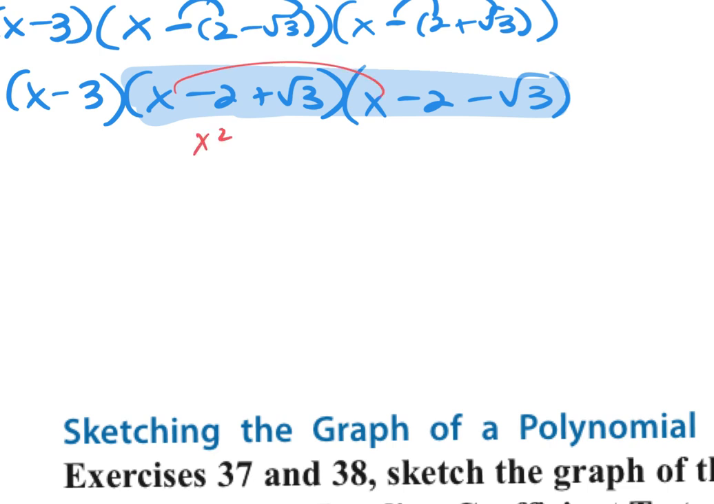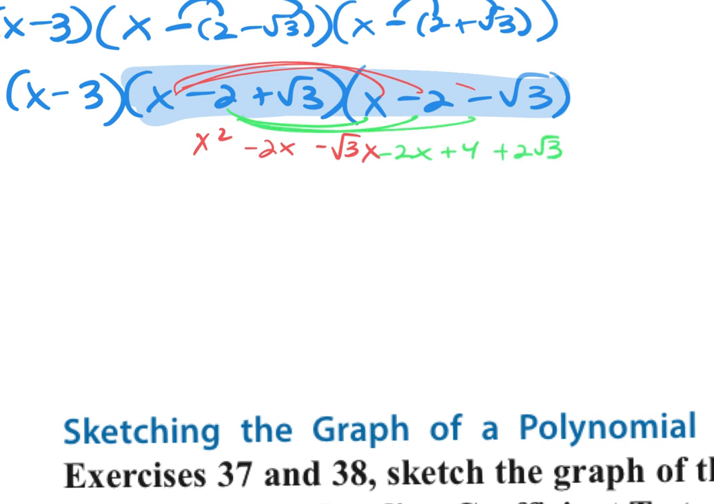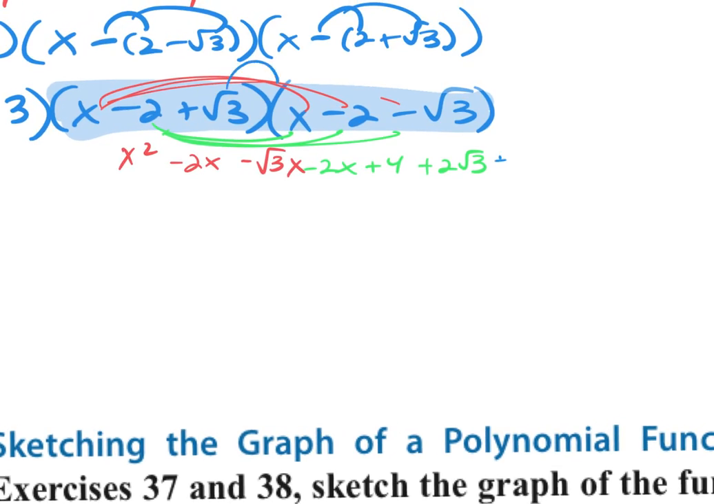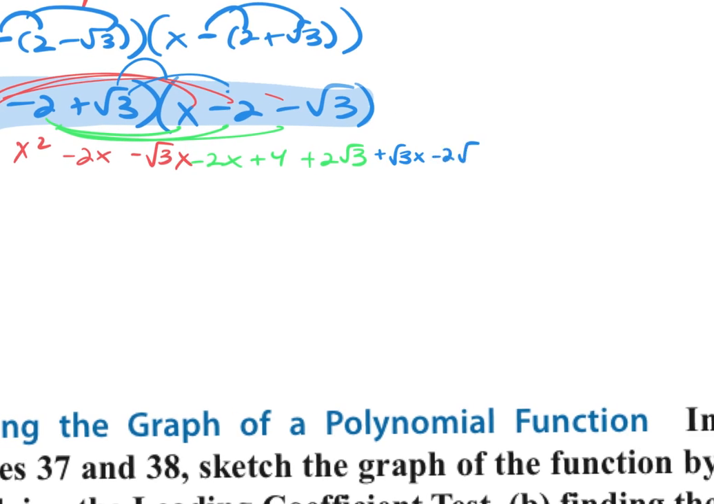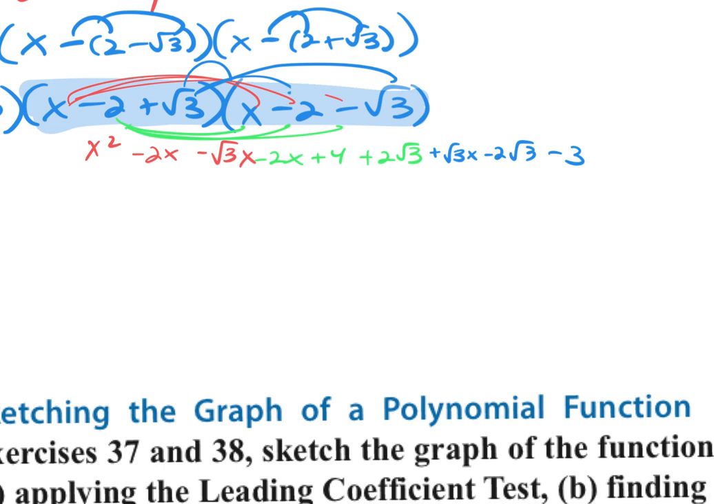So I get x squared, negative 2x, negative root 3 x. Go to the next one, negative 2x, positive 4, positive 2 root 3. Go to the last one, root 3 plus x. Well, I'll keep it in the same order. Root 3 times negative 2 and negative 3, because root 3 times root 3 is 3. Then you've got a negative root 3 x and a positive root 3 x. That should cancel. And a positive 2 root 3 and a negative 2 root 3. It should cancel. If the roots don't cancel when you multiply it out, you made a mistake.